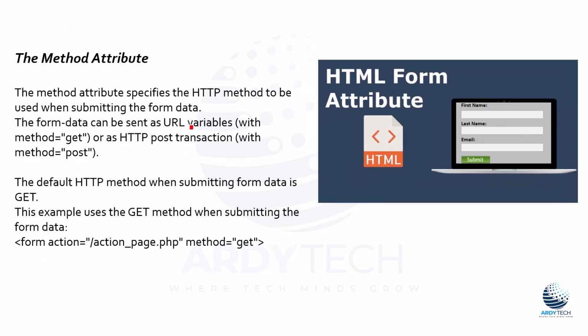The method attribute is also very important when developing forms. When you fill out a form and click submit, the browser needs to send that information somewhere, usually to a server. The way it sends the information is called the method. There are two most common methods when it comes to form designs. These are the get method and the post method.